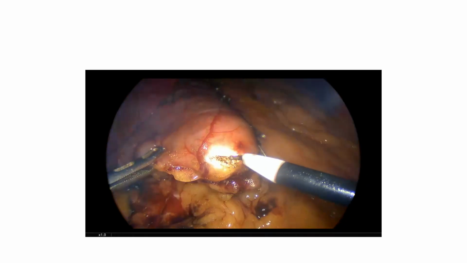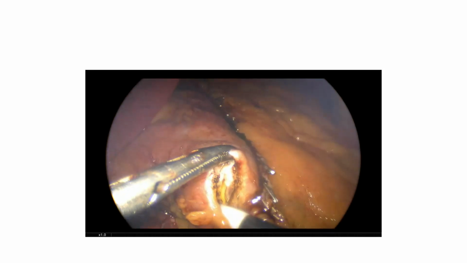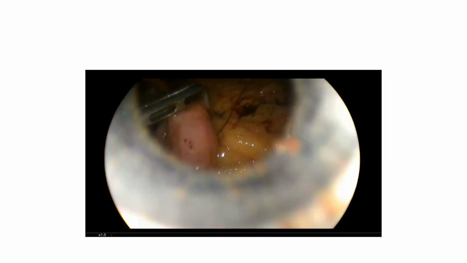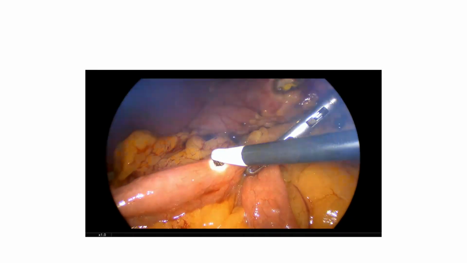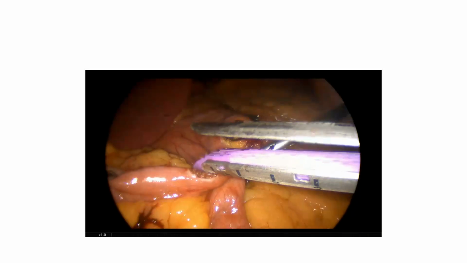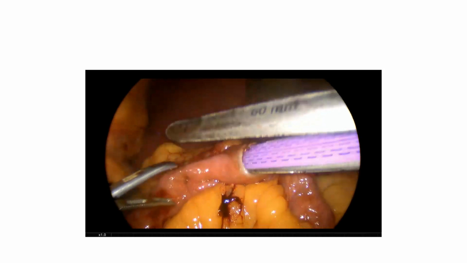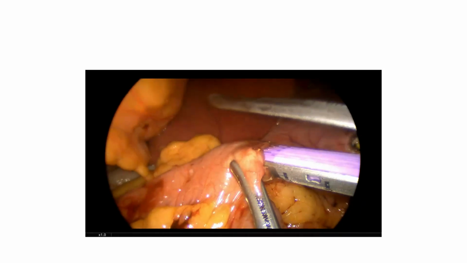Then we make our gastrostomy, followed by enterotomy, we insert the linear stapler and make the gastroileal anastomosis, and the size of our gastroileal anastomosis is about 4 centimeters.